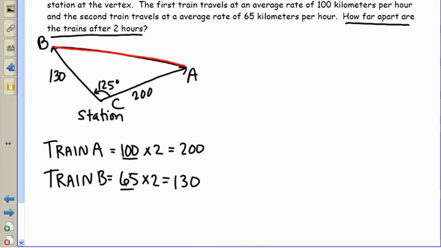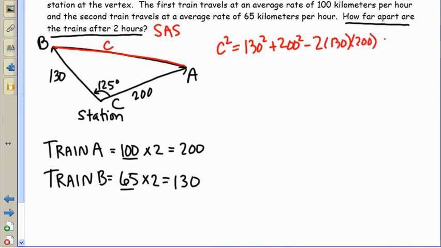So of course I have a side, the included angle, and a side, so side angle side, which means I can use the law of cosines. In this case, this is side C, that's what we're trying to solve for. So C squared equals 130 squared plus 200 squared minus 2 times 130 times 200 times the cosine of the angle 125 degrees. So I'm going to do all of that on my calculator, and then I'm going to take the square root of my answer.